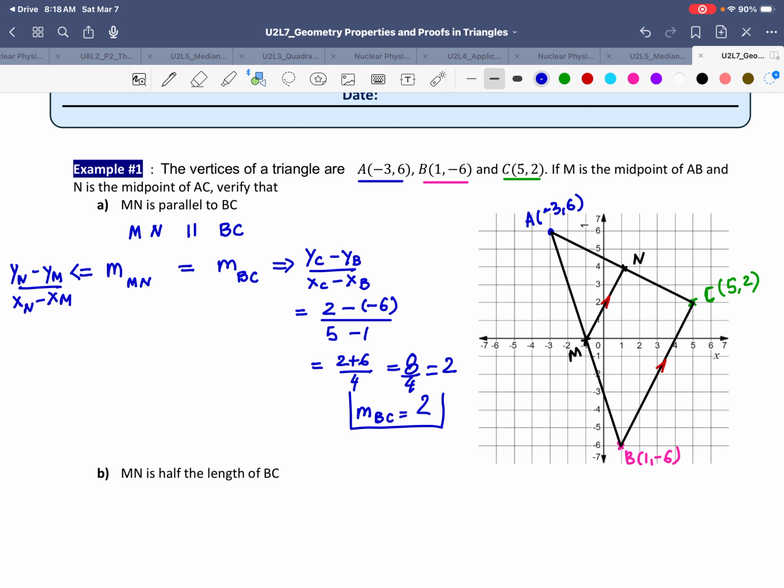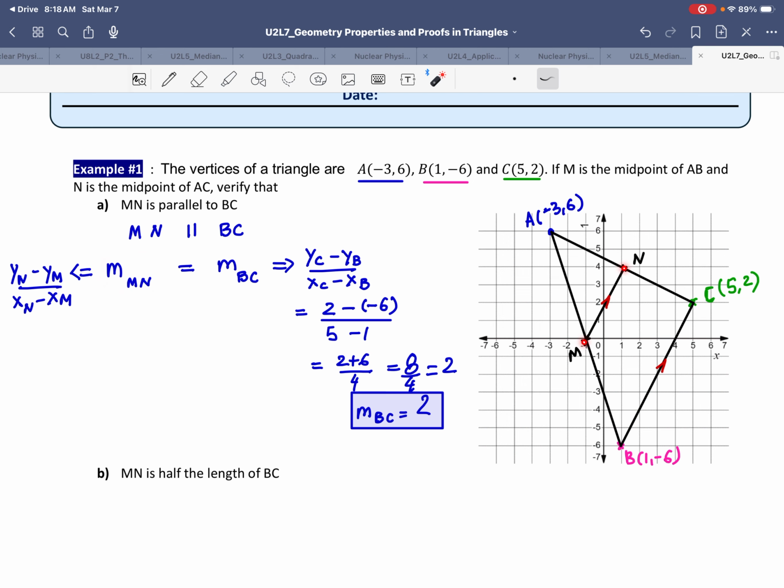I like to box my answers so that I can see them more easily when I look for them, trying to check how far in the solution I am, or trying to connect whatever I get later with whatever I have. Now we're going to look into the slope of MN.